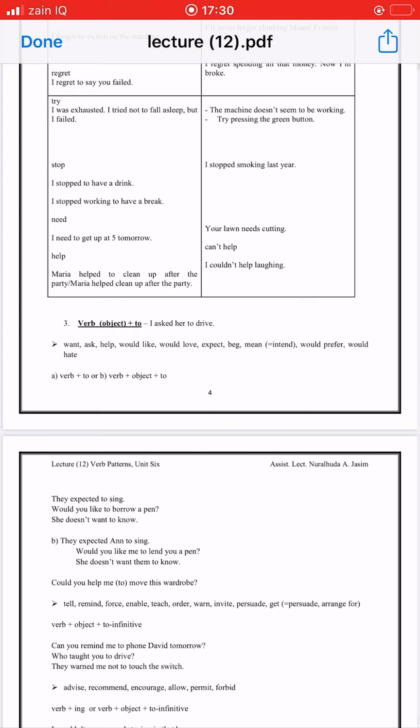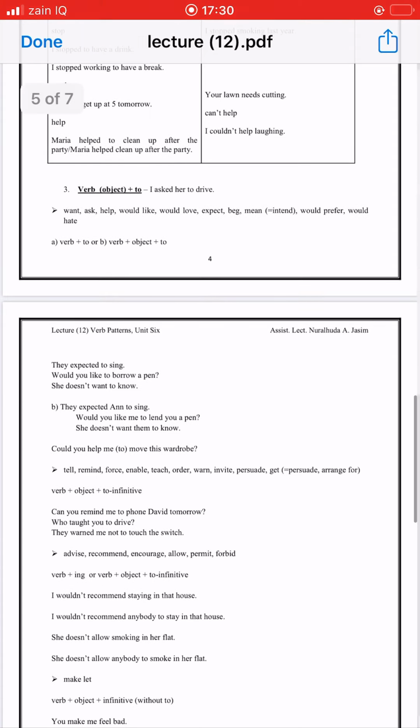After need comes a gerund, cutting. Or can't help. Maria helped to clean up after the party. I couldn't help laughing. After help comes the verb laughing. This is the second case. Now the third case: verb plus object plus to infinitive, meaning after the verb comes an object, and after the object comes a to infinitive.